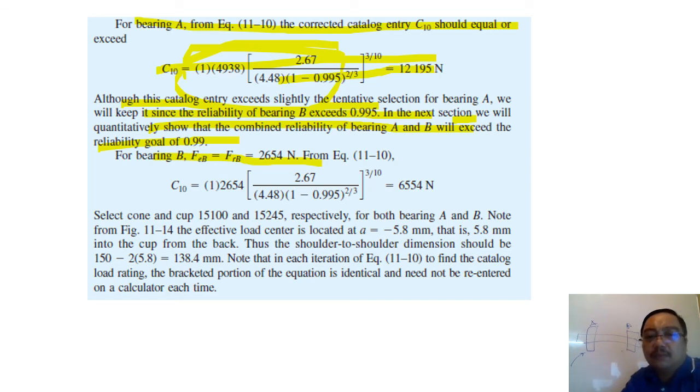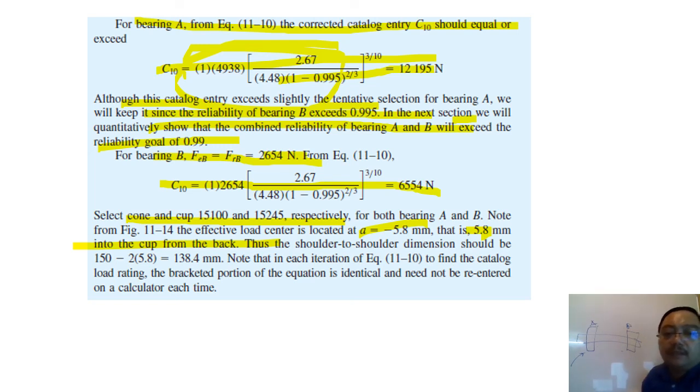So for bearing B, FE equals FRB, 2654 Newton. So C10 equal to this value, you get 6554 Newton. Select the cone and cup respectively. You must refer to the table. I suggest you have the book with you, beside you. For both bearings, note in figure 11.4 the effective loading center is located at A equals negative 5.8, which is 5.8 into the cup from the back. When you put the shaft, it will be 5.8 millimeter from the cup.